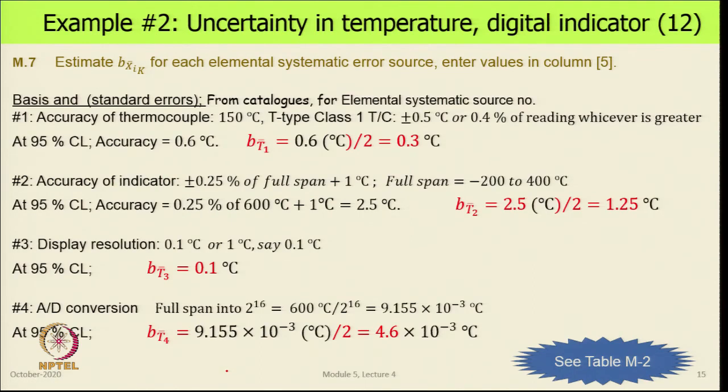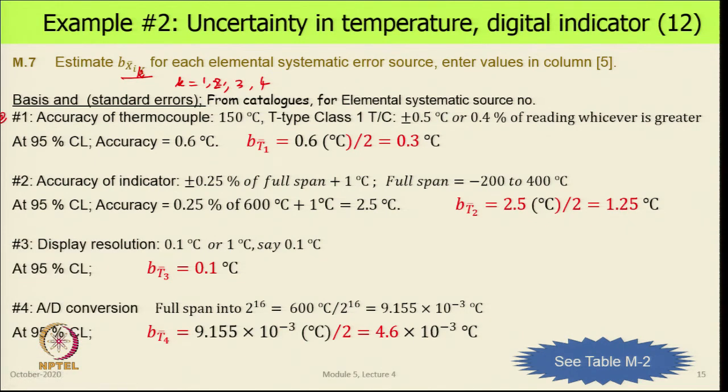Now, how do we estimate the standard error from each one of those elemental error sources? So, that is our 7th step: estimate Bxik for each elemental source. This k is a small k. We have k equal to 1, 2, 3 and 4. We had 4 elemental sources of systematic error, and now we go one by one, see what happens.